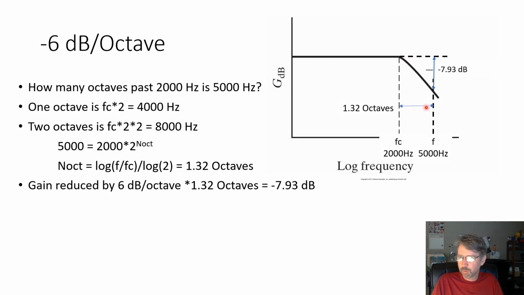Over here on the graph, we can see what we're doing too. We're going over 1.32 octaves, and that's going to bring us down 7.93 decibels on this gain. So we could just read this off. We're starting at a gain of 500, whatever that is in decibels, and we're dropping down this much.